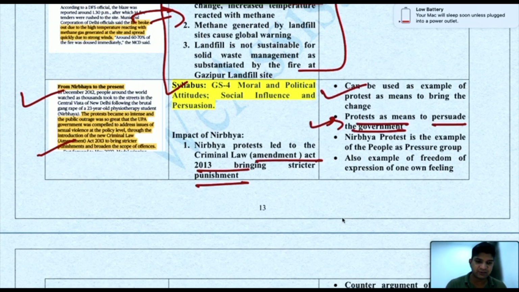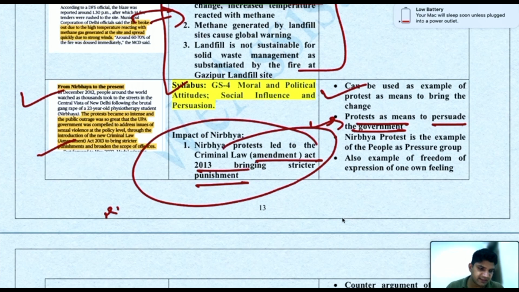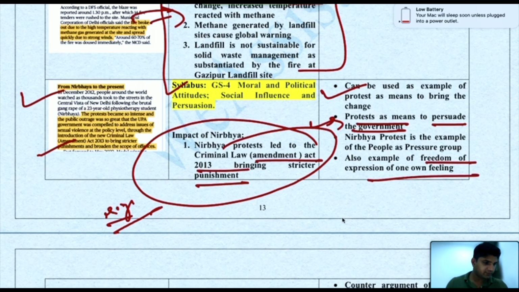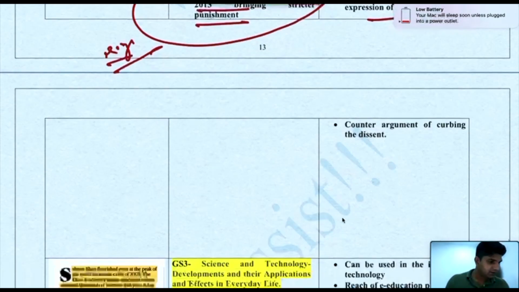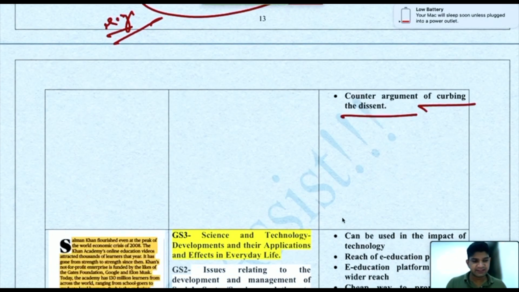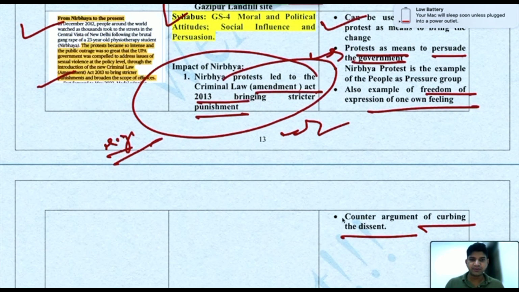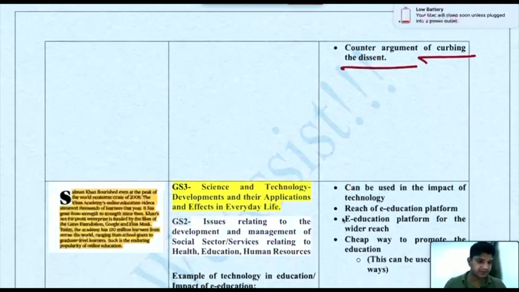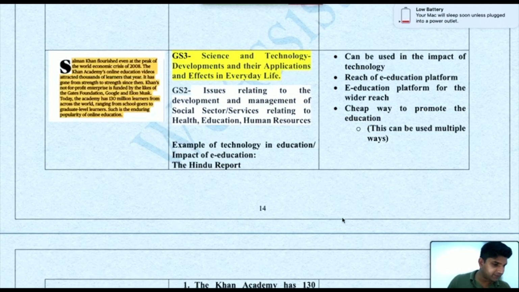So the persuasion angle, in ethics also we have seen how you change someone's attitude. Persuasion is one of the methods. You can quote this as an example, so you have to remember this example and you can use it interchangeably. There is also the counter argument for curbing the dissent: if we curb the dissent, then these things won't be possible. For example, the Nirbhaya protest led to the amendment of the Criminal Law Amendment Act.